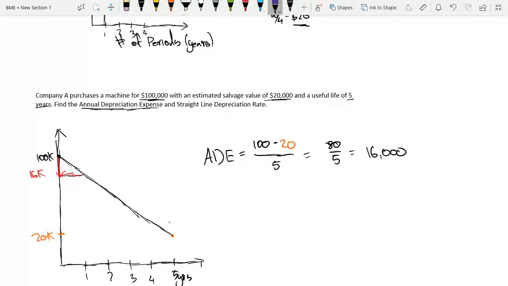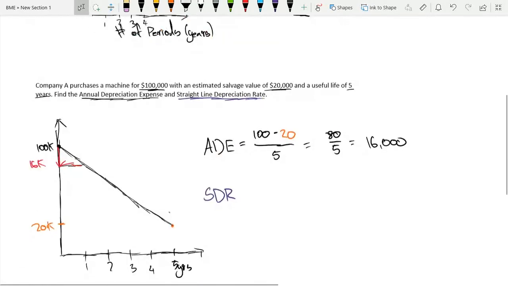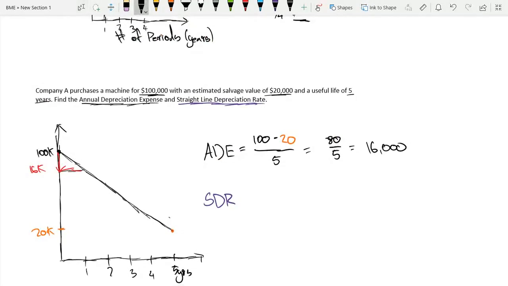Now to calculate the straight line depreciation rate, I'll color code it. You know what? Just for you guys, I will color code it. Straight line depreciation rate, so SDR, again, I just want us to look at the formula again, is equal to our ADP, which is again annual depreciation expense divided by the cost minus the salvage value. So this is equal to our ADP, which we've described as ADE over here. So it's equal to 16,000.